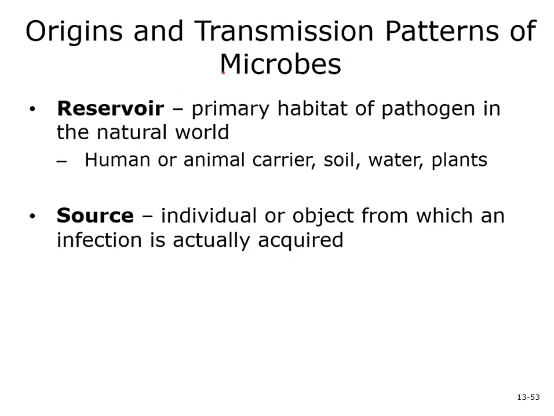So firstly, a reservoir is the primary habitat of the pathogen, and every single pathogen has its own primary habitat. Could be a human, an animal, or an insect carrier. It could be water or soil or even a plant. Basically, when I think about the reservoir, I think about where does the pathogen replicate? Where is it normally residing? Where is it replicating the most?